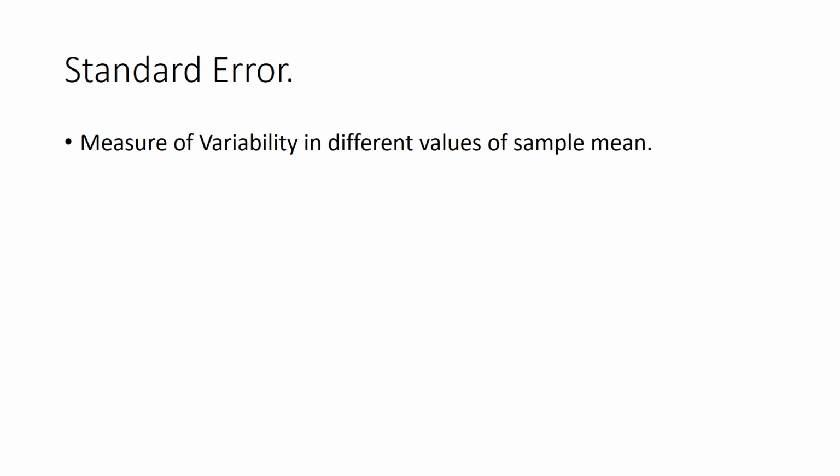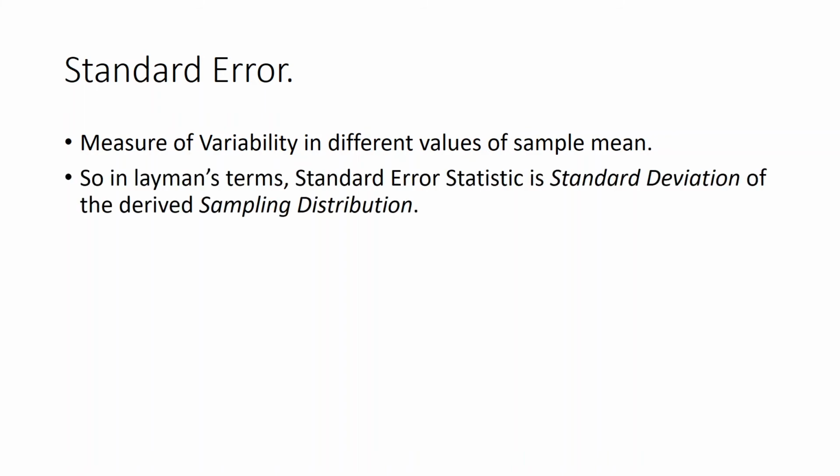A measure of variability. So what is variability? The name itself defines it. In layman's terms, the standard error statistic is the standard deviation of the derived sampling distribution. Basically, you have already calculated the standard deviation for the population mean, but whenever you derive a particular sample mean from the population mean, that is basically a sampling distribution.